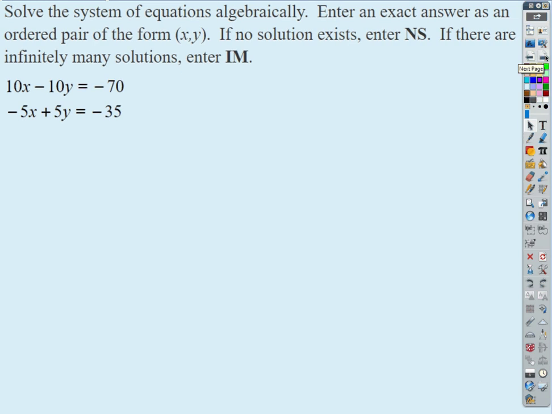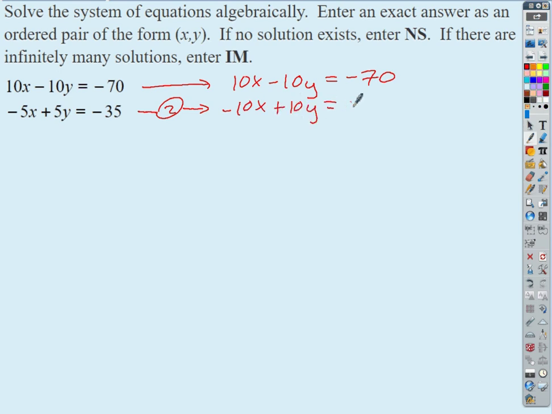how about this one? Okay, what would I do on this one? Top one leave alone, bottom one do what? Multiply by 2, there you go. So I get 10x minus 10y equals negative 70. On the bottom I'm going to get negative 10x plus 10y equals negative 70.